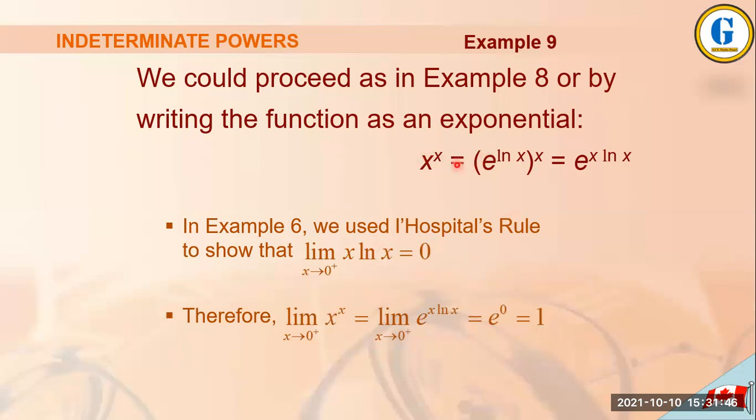So x to the power x can be written as e to the power x ln x. We convert to exponential form, and the limit here will end up giving us 1. As x tends to 0, we have 0 times ln 0, so we have 0 in the exponent. We have e to the power 0, which is equal to 1.